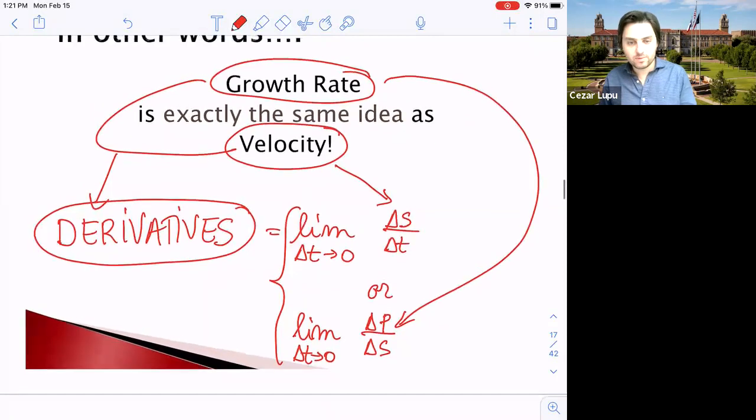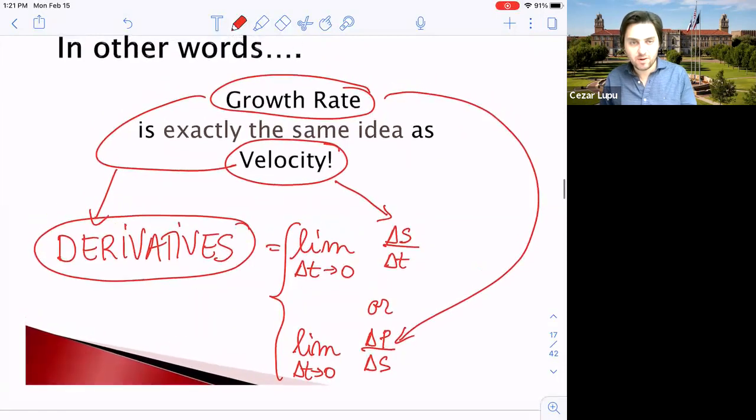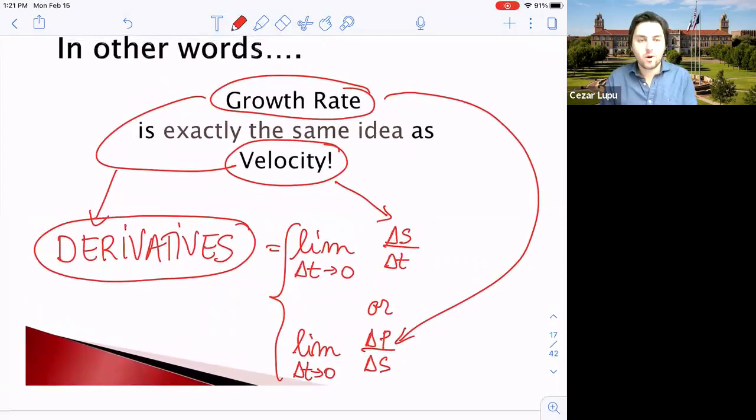All right, so summarizing what we have discussed so far, that's exactly the picture you need. The growth rate is the same idea as the velocity, and both of them will involve the limit of the quotient, where on the top you will find delta, the change in position or change in population, and on the bottom you will find a change in time. Here I made a mistake, sorry about that. Here's delta t. On the bottom you will always find delta t.